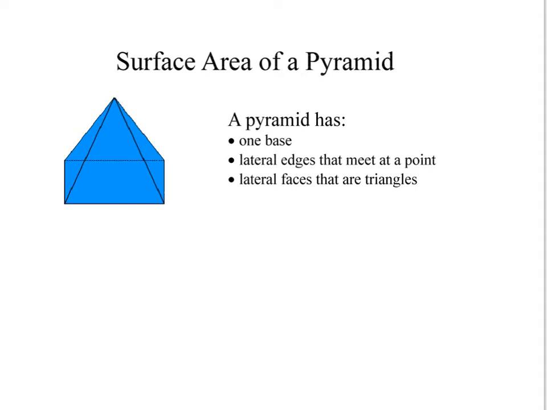And again, let's define a pyramid. A pyramid is not a prism, because it comes to a point. It only has one base, and then it comes to a point. So it has one base, and it has lateral edges. There's four of them here that meet at a point. The lateral faces, in this case, are four triangles.